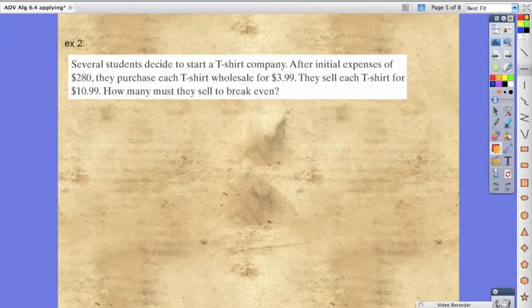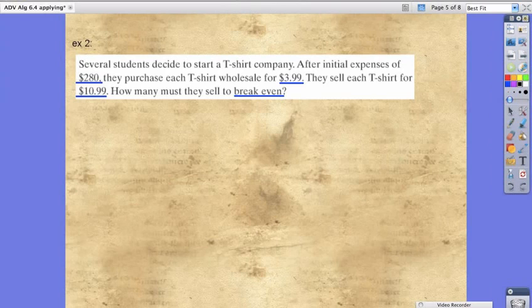So again, let's start by breaking this down and underlining the important things. It says several students decide to start a t-shirt company, which is great. After initial expenses of $280, they purchase each shirt for $3.99. Then it says they sell each t-shirt for $10.99. How much must they sell to break even? Break even, so basically when the two equations are the same.